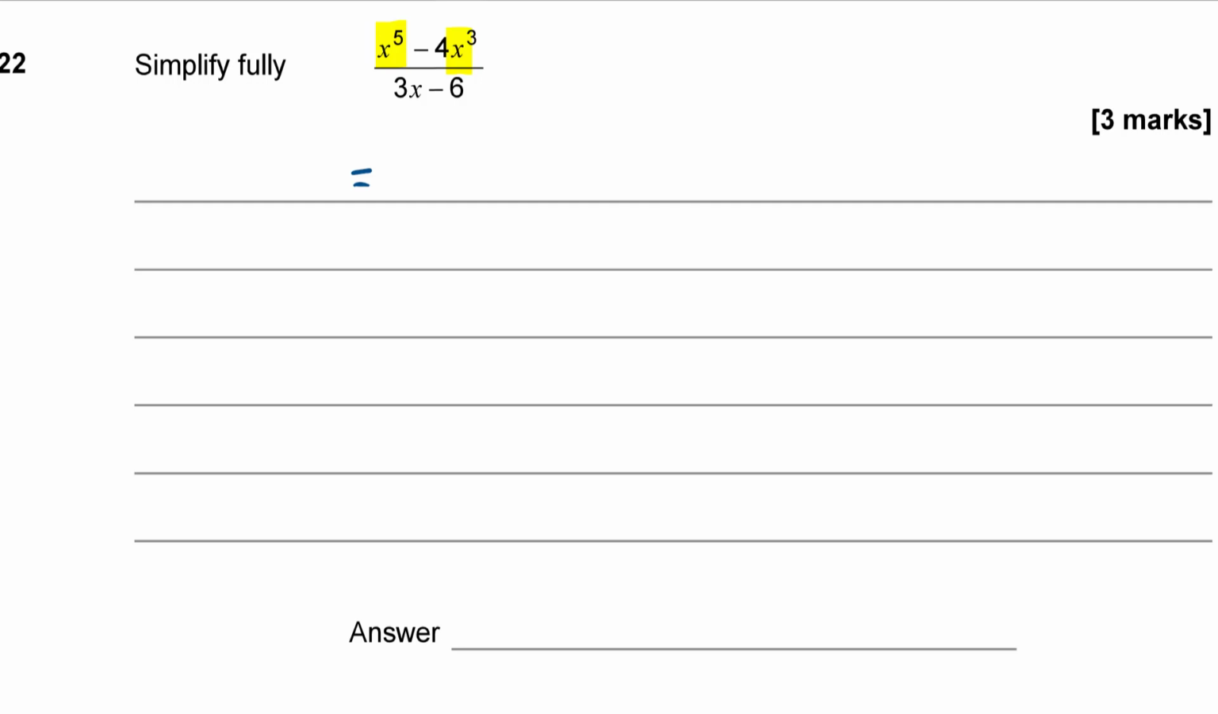X to the power 5 is x cubed times x squared. So I can take out x cubed as a common factor. So I'm going to remove x cubed from these two terms and see what's left over. X cubed times x squared is x to the power 5. And x cubed times negative 4 is minus 4x cubed. So actually that's what I've got.